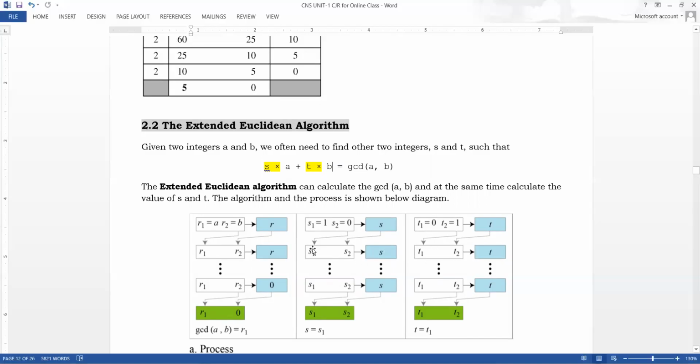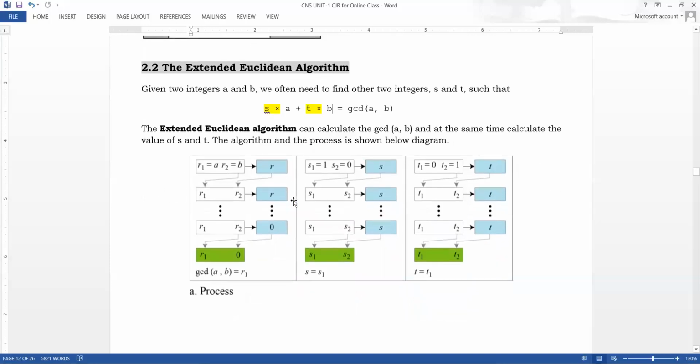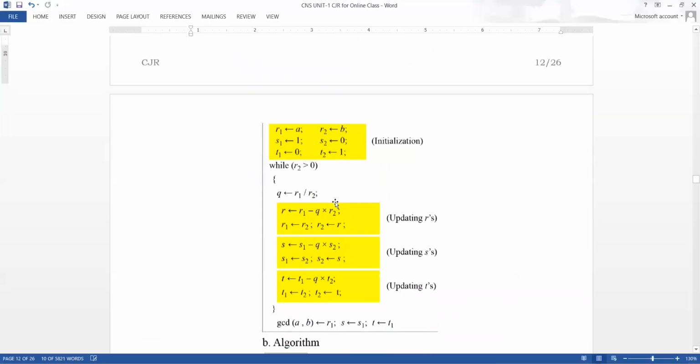In the same way, the same quotient you have to use to calculate the T value with the latest values of T1 and T2. So like this, you have to continue all these steps in parallel until you get remainder 0, that is, until you get R2 as 0. When R2 comes as 0, then R1 will be the GCD. In the same way, what is the S value? Whenever you get R2 equal to 0, the latest value of S1 will be S, and the latest value of T1 will be T. So like the way we found S and T values to satisfy this equation. And now let us see an example of this.